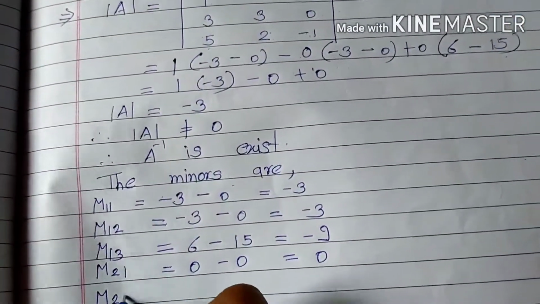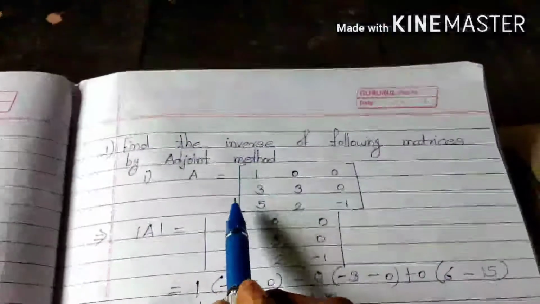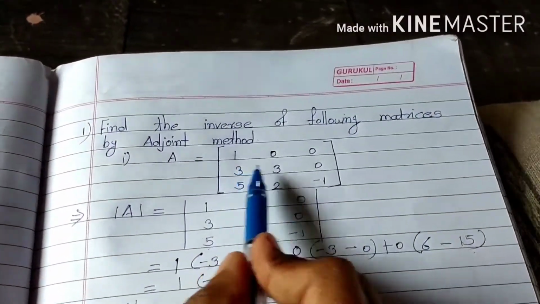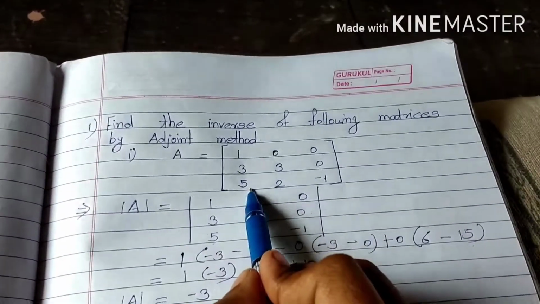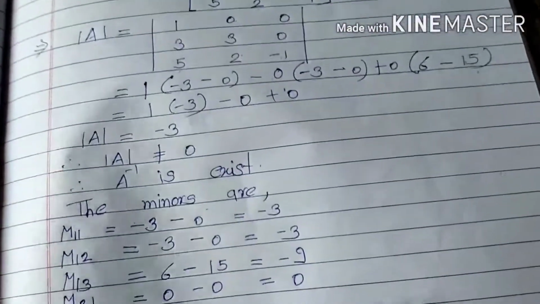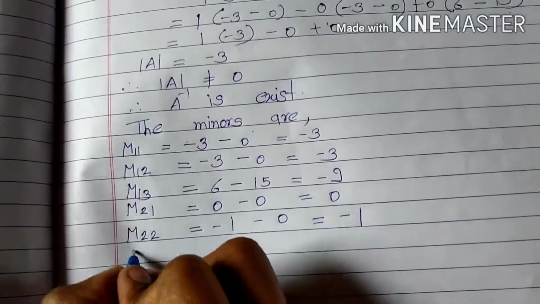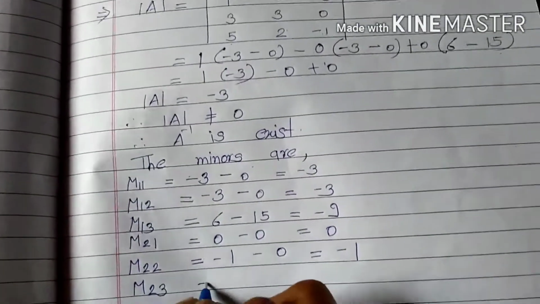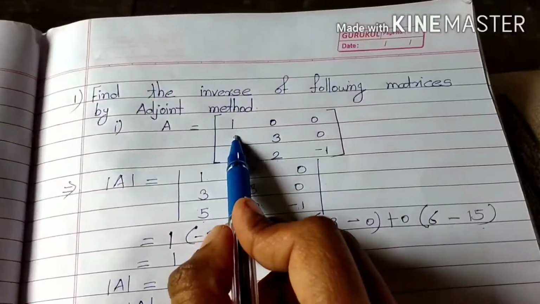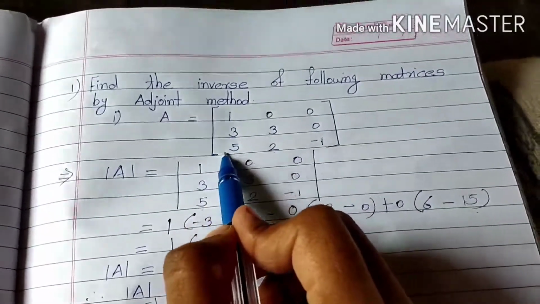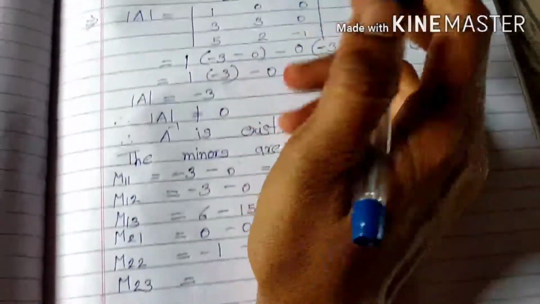Next M22, second row and second column, you get 1 into minus 1 minus 1 and 5 into 0 0. So minus 1 minus 0 is equal to minus 1. Next M23, deleting the second row and third column, you get 2 into 1 2, 5 into 0 0.